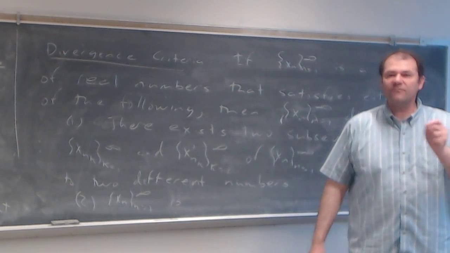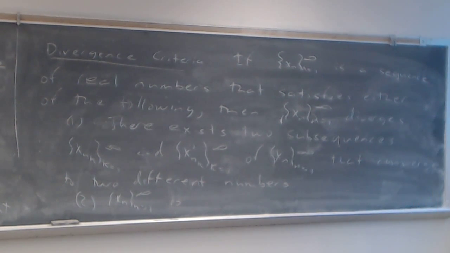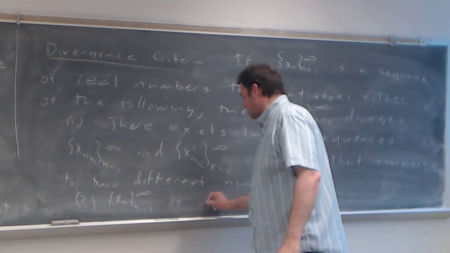Wait a minute. If it's convergent, one of the things that we're using to get property one, characteristic one here, if it was convergent, then every subsequence has to converge to the same thing. Okay? If it's convergent, we also know another fact. Every convergent sequence is bounded. So the other way that X of N might be divergent is it's unbounded.